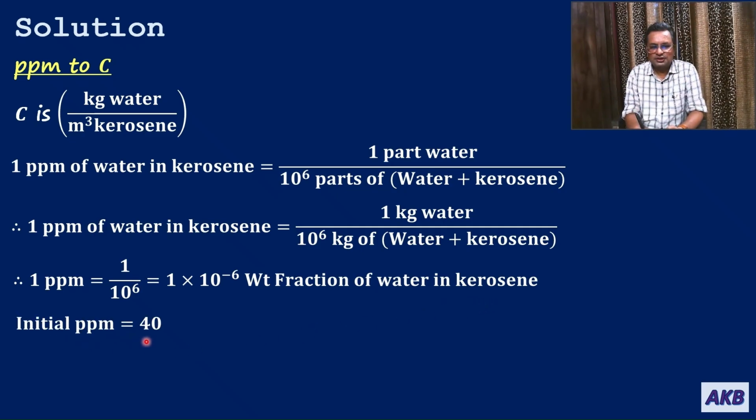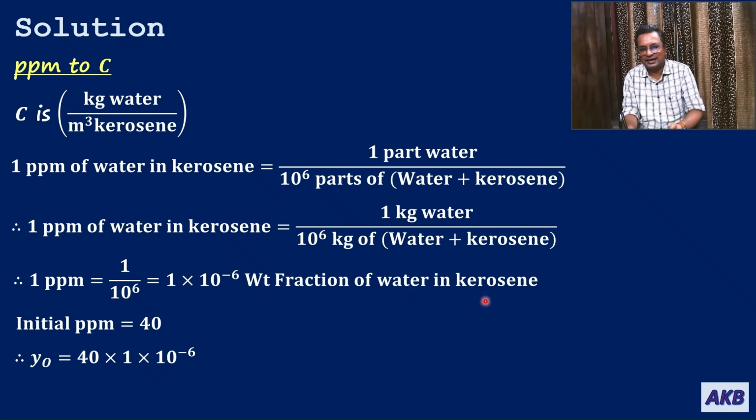So initial ppm is 40. Weight fraction we denote by small x, and weight fraction on solute-free basis we denote by capital X. Now the weight fraction of water in kerosene we will denote by small y, and the weight fraction of water in kerosene on water free basis we will denote by capital Y. So initial ppm is 40, that is Y0 is 40 into 1.